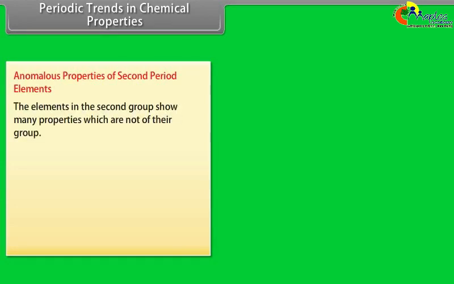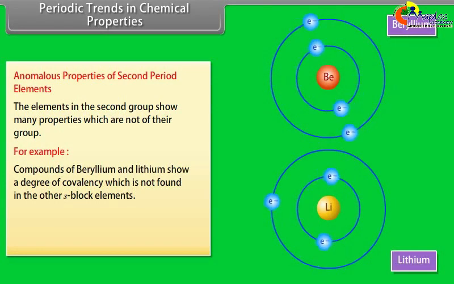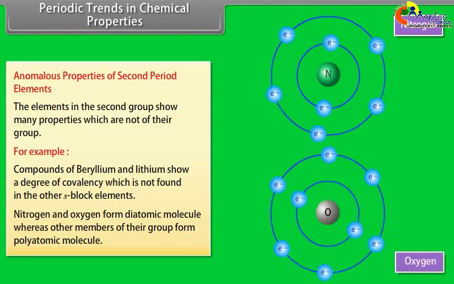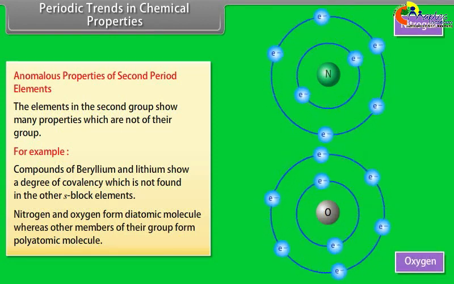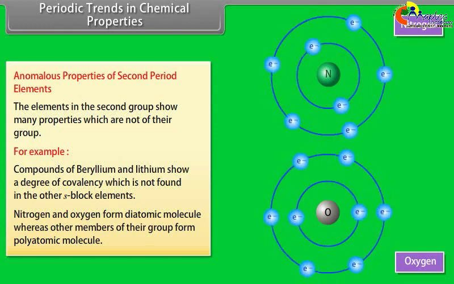Anomalous properties of second period elements. The elements in the second period show many properties which are not found in the rest of their group. For example, compounds of beryllium and lithium show a degree of covalency which is not found in the other s-block elements. Nitrogen and oxygen form diatomic molecules, whereas other members of their group form polyatomic molecules.